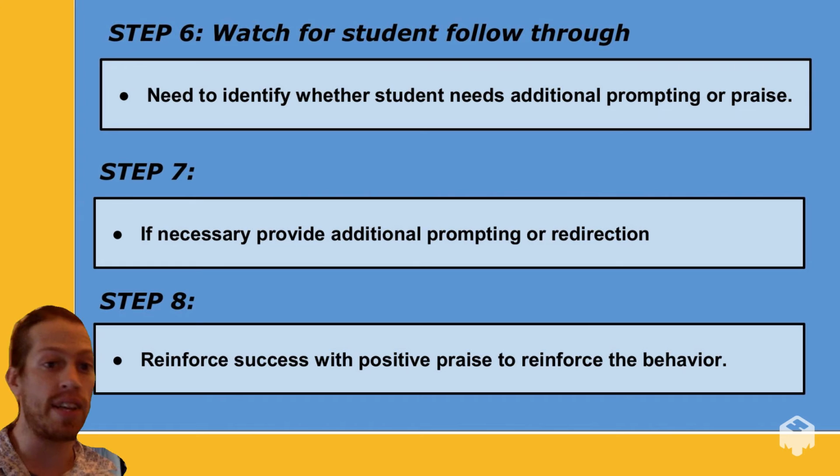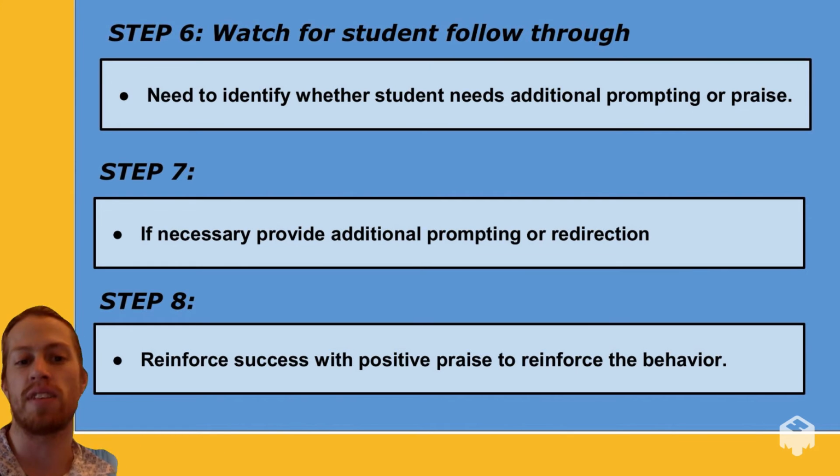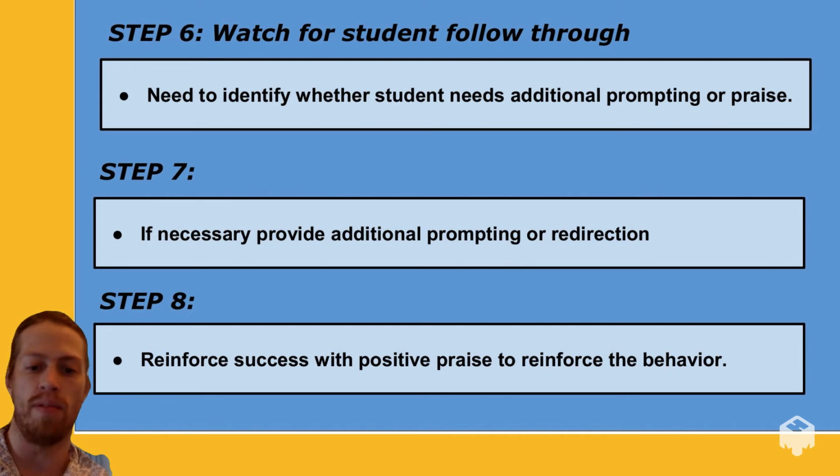However, if at step 6 you see them and they do just fine with the transition, you can reinforce the success with positive praise. That could be saying, thank you for quietly lining up to wash your hands. For other students, they might need point systems or rewards or some type of thing like that for positive reinforcement, which is often common with students with autism spectrum disorder. Up to teachers to learn about their students.